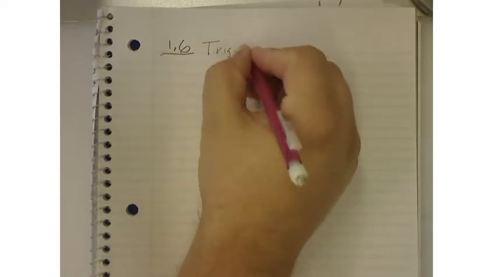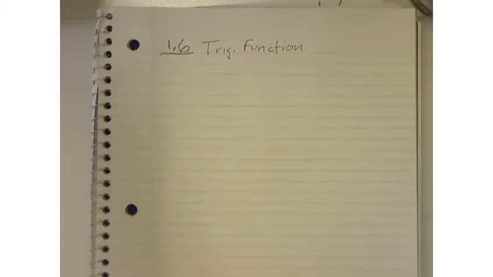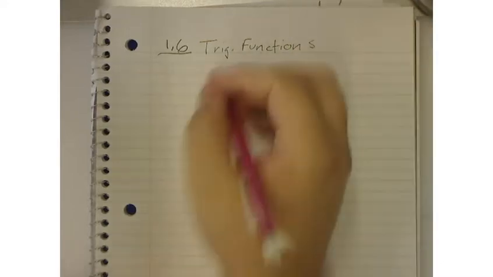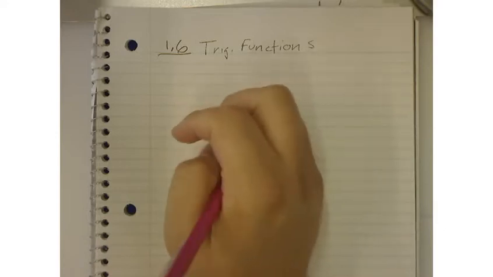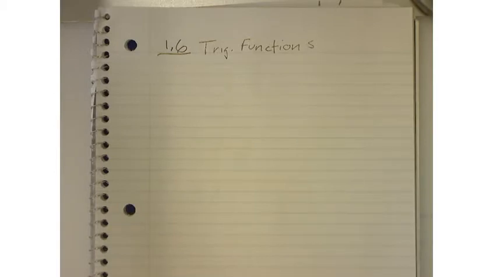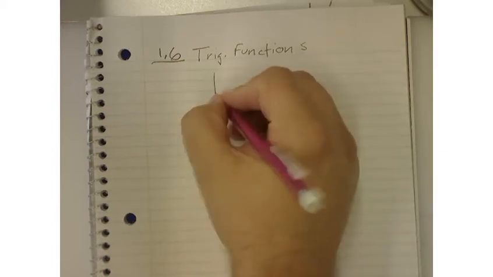Okay, so for 1.6, we're going to talk about trig functions. We're going to do some review on trig functions. Now, there's a couple of things you need to remember about trig functions. Trig functions are nothing more than a comparison of the two sides or legs of a right triangle, and there are three sides to a triangle, so there's a variety of combinations. I think there are three combinations. So first, let's just review real quick.